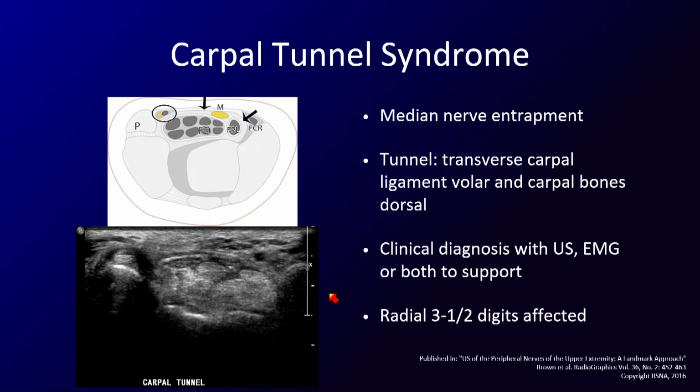So patients who present with carpal tunnel syndrome or median nerve entrapment are diagnosed clinically and then can be supplemented with either an EMG or an ultrasound or both. And they present with symptoms that involve the thumb, the index finger, the middle finger, and the radial aspect of the ring finger.